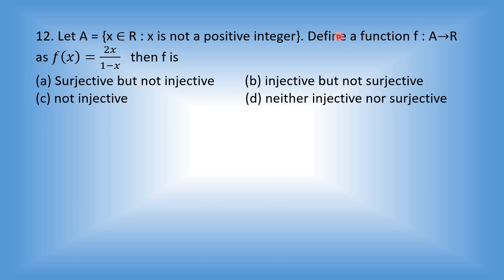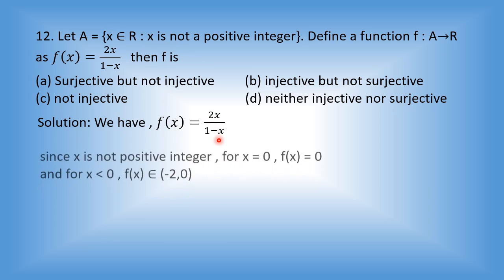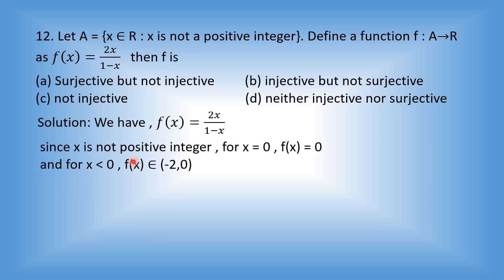We know that injective means one-one, and surjective means onto. We know the definitions of one-one and onto, and using those we check the behavior of this function. So f of x is 2x divided by 1 minus x. Since x is not a positive integer, x can take the value 0. For x equal to 0, f of x is equal to 0.